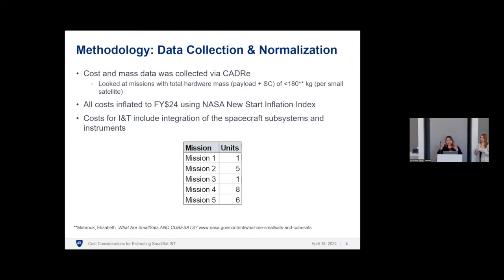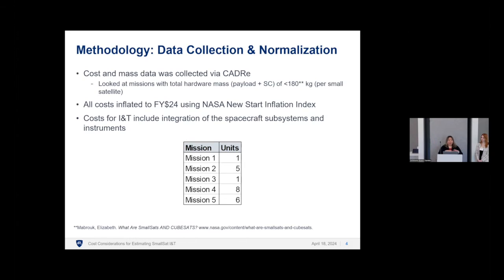So how we started is we collected costs and mass data via Cadre. I don't know if everyone in here is familiar with what Cadre is. That's a NASA database that collects costs and technical details on missions of a certain size and from a certain time point forward. So we looked at missions with a total hardware mass, so that includes the payload and the spacecraft, of less than 180 kilograms, and we defined that as our small sat. So that definition is also what's used by NASA, and there's the link below if you want to read more into that.